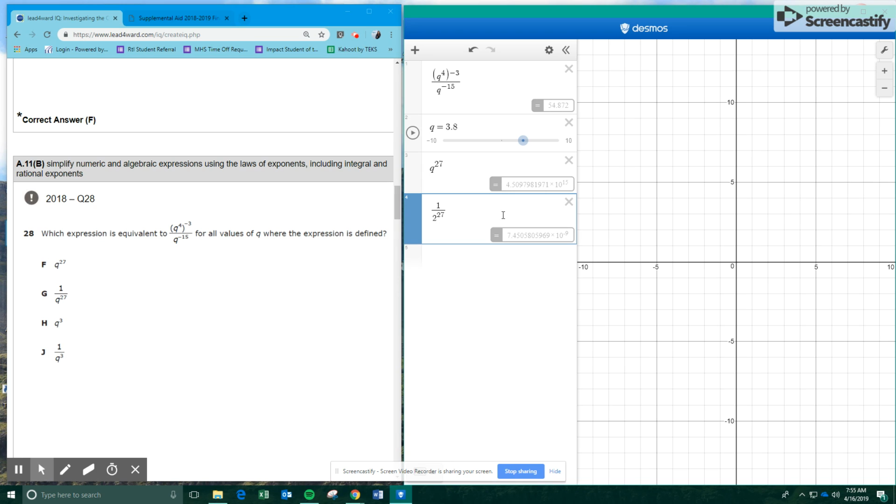Are those the same? You know, that's a really small number because of the scientific notation here. Let's go with q to the 3rd power. Oh, that looks promising. We hold on to answer choice H and we eliminate answer choice J, just making sure that it's not the same.